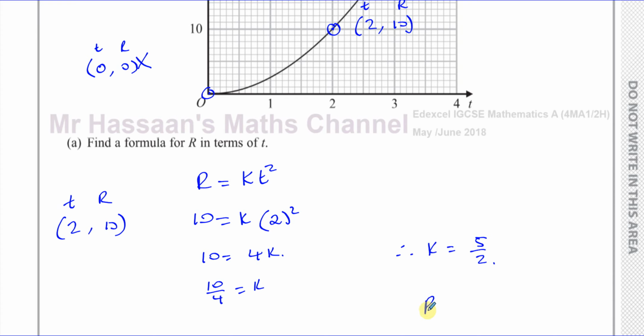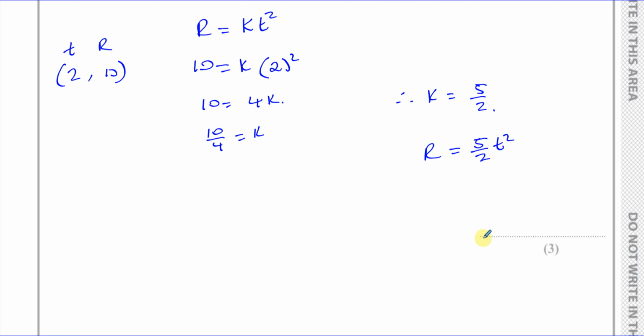So now we have our formula. R is equal to 5 over 2 times T squared. And that is our answer. We can write it as 2.5 if you want. So this is the formula, R equals 5 over 2 times T squared. Always write the answer in the answer space at the end.